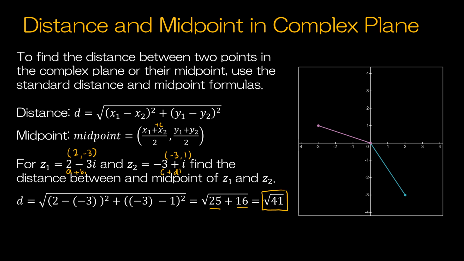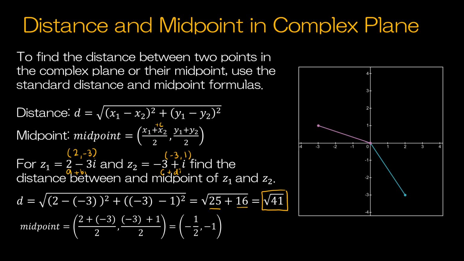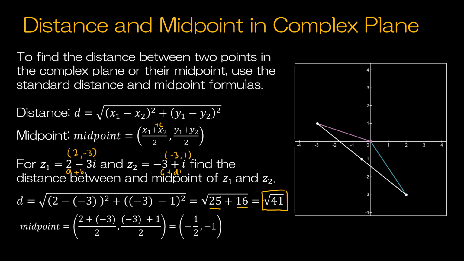The midpoint would be taking 2 plus negative 3, which is negative 1, divide it in half, so negative 1/2. And then negative 3 plus 1, which is negative 2, divided in half, is negative 1. So if I graph that, this is the point (-1/2, -1). That's the midpoint between those two complex numbers. And the white line represents the distance, which has a length of radical 41.